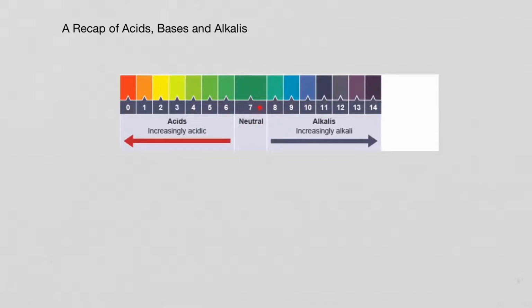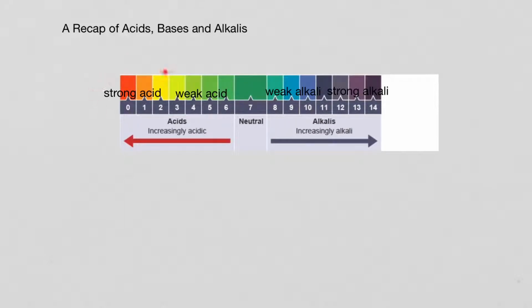Even a little bit above 7, 7.1, 7.01, it's going to be slightly alkaline. 6.9, 6.09, it's going to be slightly acidic. The more you go down to the left, the more acidic it becomes. The more you go to the right, the more the number increases, it becomes more alkaline. So over here we've got strong alkalis, weak acids, strong acids.